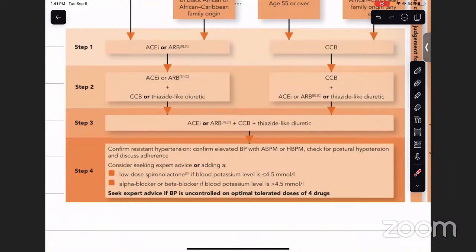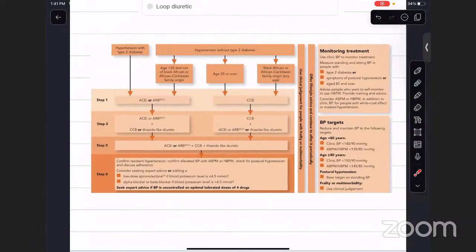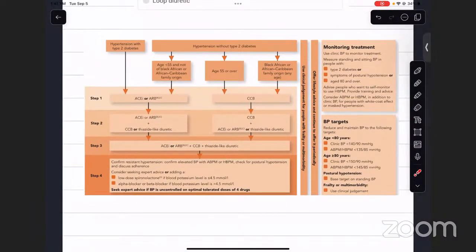Okay, also seek advice if BP is uncontrolled on optimal tolerated doses of 4 drugs. Optimal tolerated dose, that's also an important point for hypertension management. We must titrate up to the maximum tolerated dose to control hypertension. Okay, so this is the step-by-step management of hypertension according to the NICE guideline.